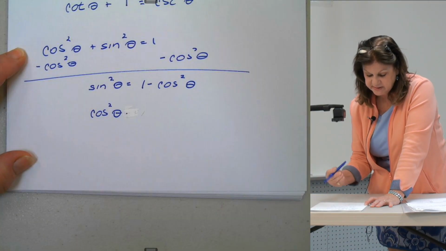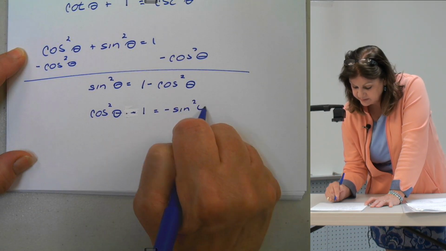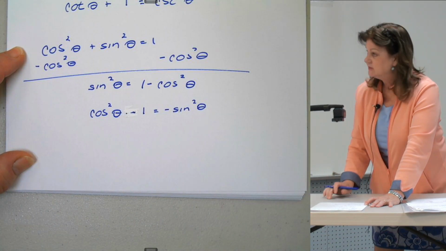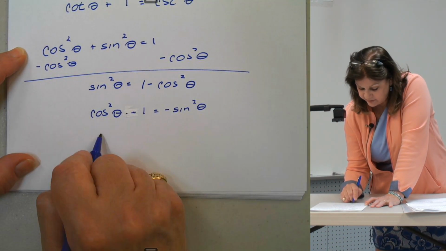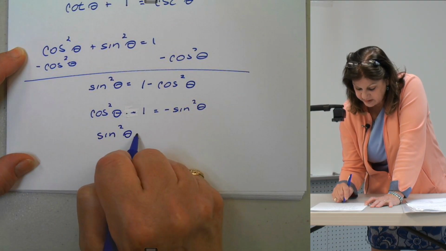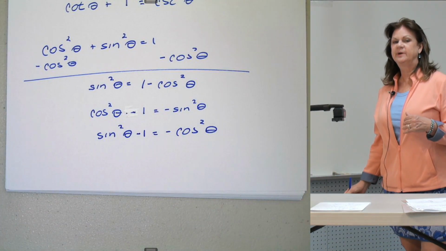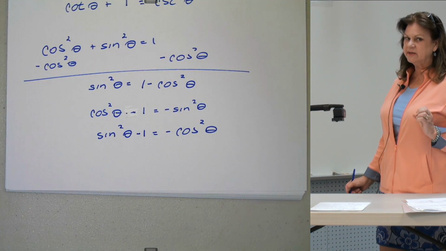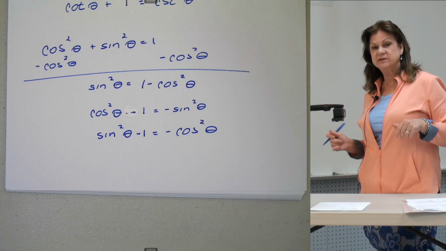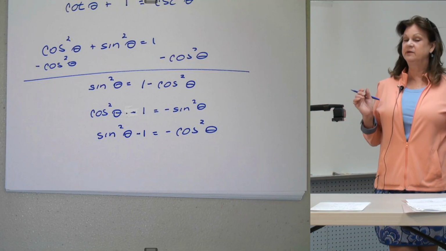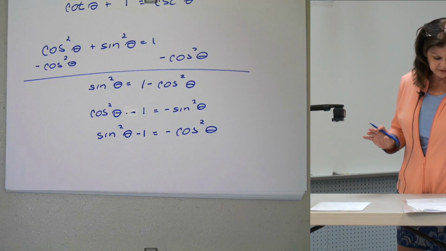I can say cosine squared theta minus 1 is negative sine squared theta. No big deal. Again, I'm just moving the 1 to the left and the sine squared to the right. And you can do the same thing with sine squared theta minus 1 is negative cosine squared theta. Now, I've warned you about this ninja negative. This is the time you really need to pay attention to him, because what's so tempting is to say, oh, okay, cosine squared theta minus 1 is sine squared theta, and you're going to forget that negative. So be very careful that you don't leave him out of the equation.